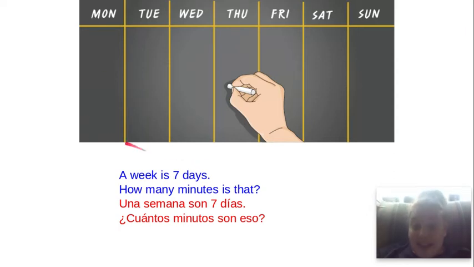A week is 7 days. How many minutes is that? For some of them, we'd have to go back and think, okay, well, there are 7 days. How many hours are in a day? 24. How many minutes are in that? Okay, there's 60 in each hour. How many minutes is it, and then we multiply. All of these are multi-step.